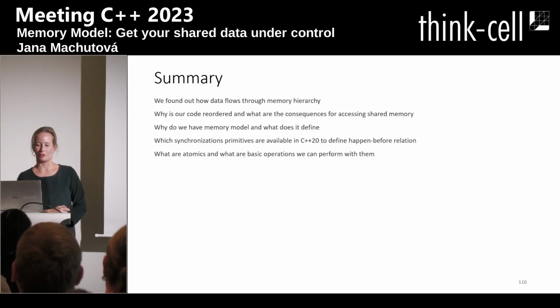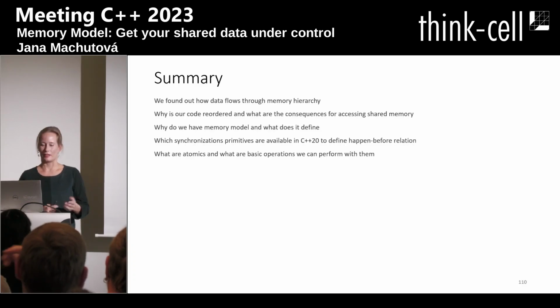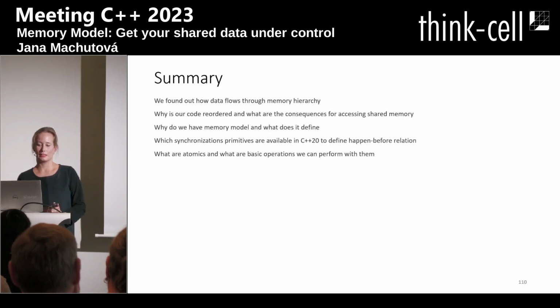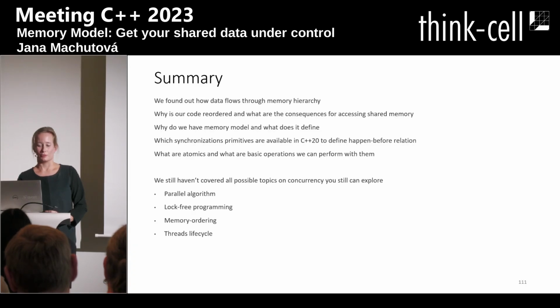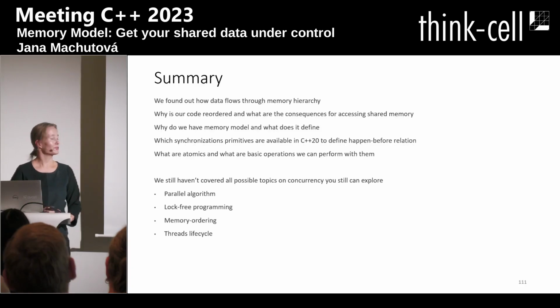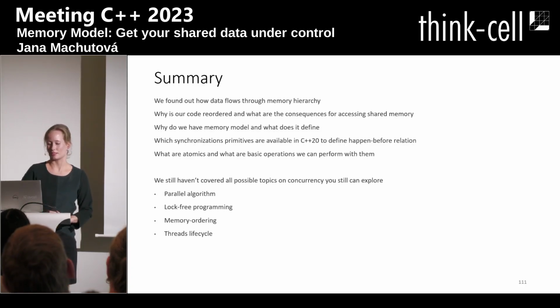So we found out how data flows through the memory hierarchy, why and how our code is reordered, and why we have a memory model, actually from those reasons, what it defines, and what techniques we can use. We still haven't covered all possible topics on concurrency, of course. If you want to look for more, there are pretty interesting topics on parallel algorithms, lock-free programming, or memory ordering, which is the advanced atomics I talked about.